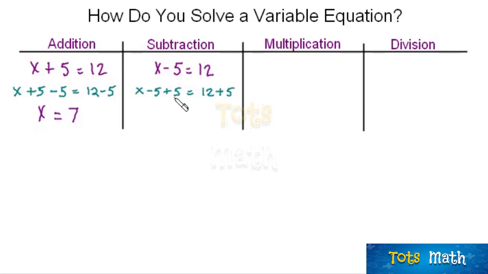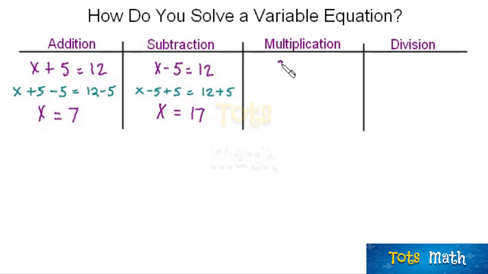Minus 5 plus 5 is a fancy way of writing the number 0. So we have x plus 0, and that's just x. And that's going to equal 12 plus 5, which is 17. And we've solved this problem. Now let's take a look at multiplication.